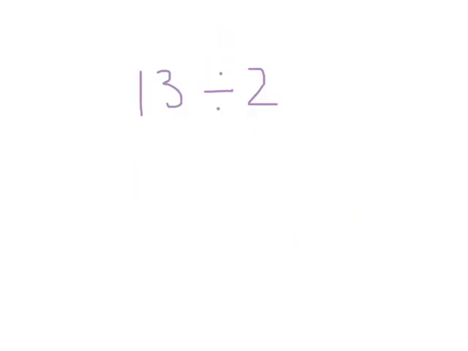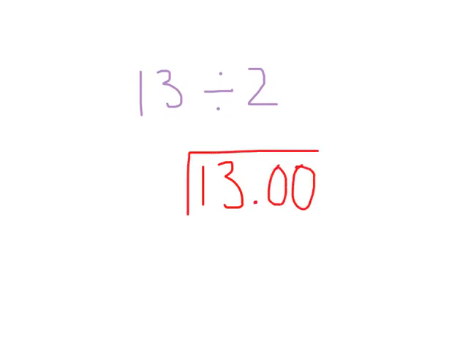13 divided by 2. Let's think about this in a real-world context. Let's say that you have $13 and you want to split it evenly with your friend. Well, then I could write 13 not just as 13, but as 13.00. You and a friend are splitting that $13. I learned yesterday that before I divide by a decimal, I bring my decimal point straight up. So go ahead and do that now on your notes. Now I can divide like normal.